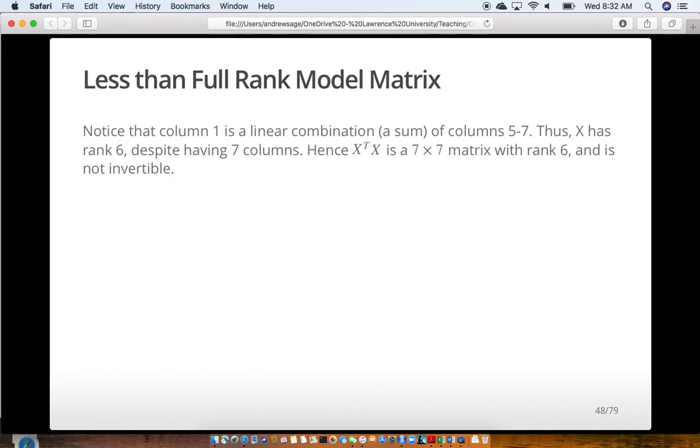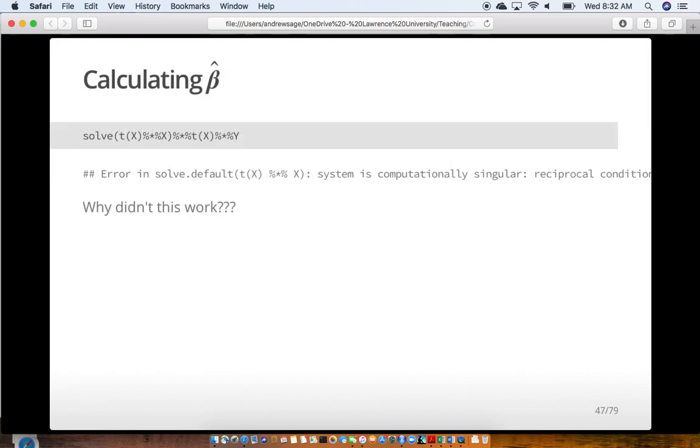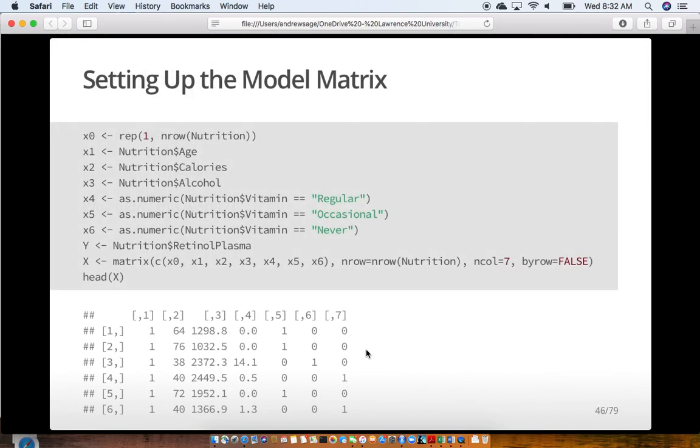So how do we deal with this? Well, in fact, we didn't need to set up all 3 of these last columns. If I knew 2 of them, then I could automatically determine the 3rd one. If I knew whether a person regularly took vitamins or occasionally took vitamins, then I would know whether or not they were in the never category. So we can drop one of these columns.